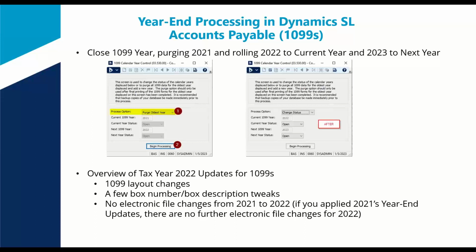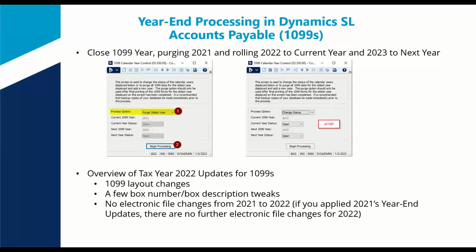You'll also then want to close your 1099 year, purging your 2021 data, making sure you roll 2022 to your current year and 2023 to your next year. So you do that by choosing Process option, Purge Oldest Year, and clicking Begin Processing.